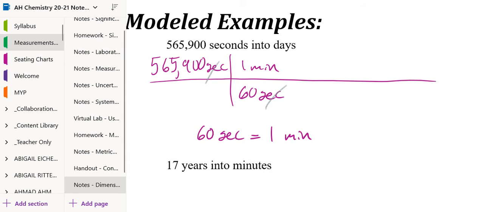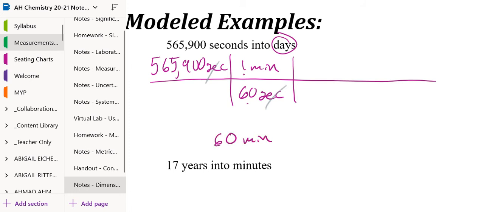So if I stopped here and did 565,900 times 1 divided by 60, what unit would my answer be in? Minutes. Is that what I'm asked to find? No, I'm asked to find days. So I need to keep going. What's something related to minutes that I could use? Hours. So what's the conversion factor?